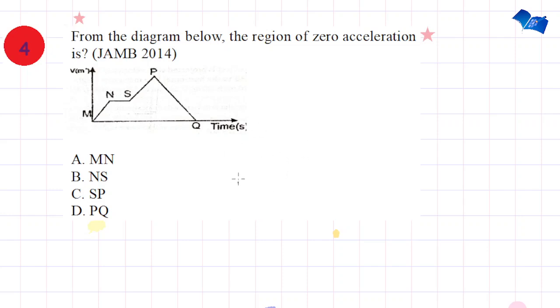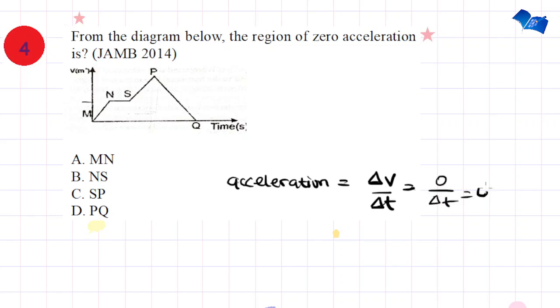Recall that acceleration is equal to change in velocity over change in time, right? If that is the case, from point N to S, we have a constant velocity, so the velocity doesn't change. So the change in velocity should be 0, divided by change in time, and this will give us 0, right? So from point N to S, we don't have a change in velocity, and this will give us a zero acceleration. So I can see that the correct option is option B, right? So the point of zero acceleration is point N to S, where we have constant velocity, because acceleration is the change in velocity over the change in time, right?